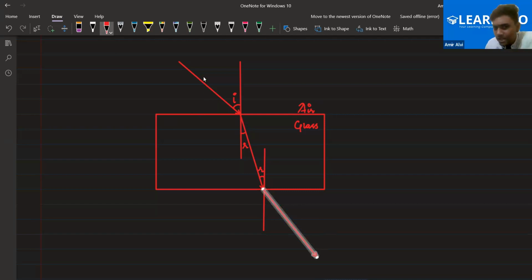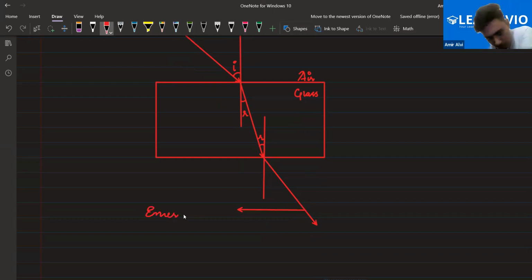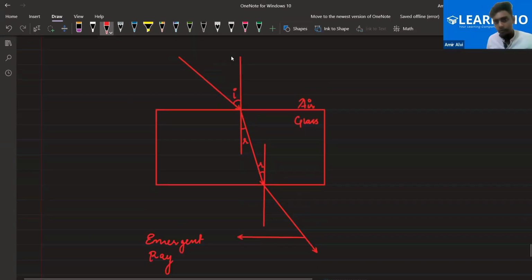As you can see, there is a displacement from the incident ray. This ray is called the emergent ray, because this ray is emerging from the glass. That's why it is called the emergent ray. Let me write here. Emergent ray, okay? And this would be the incident ray.